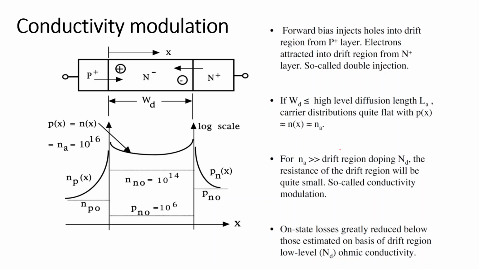Now this is a very important concept in a power diode. Let us say we have this diode P plus, N minus and N plus, and apparently it appears that since this is the n minus region and the density of doping is very low, that is 10 power 14, the resistance of this region will be very high.